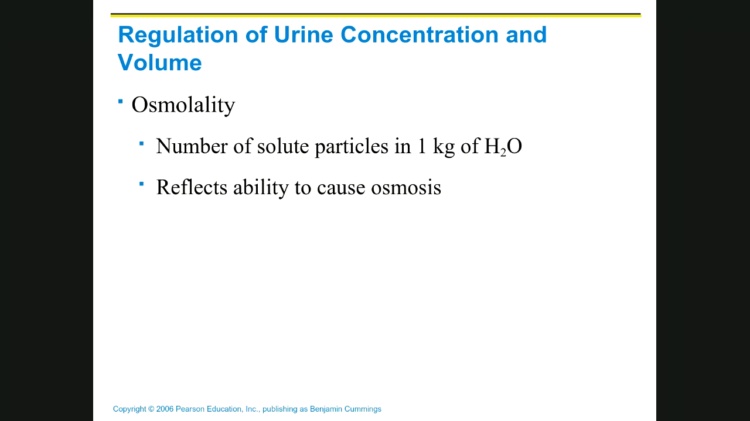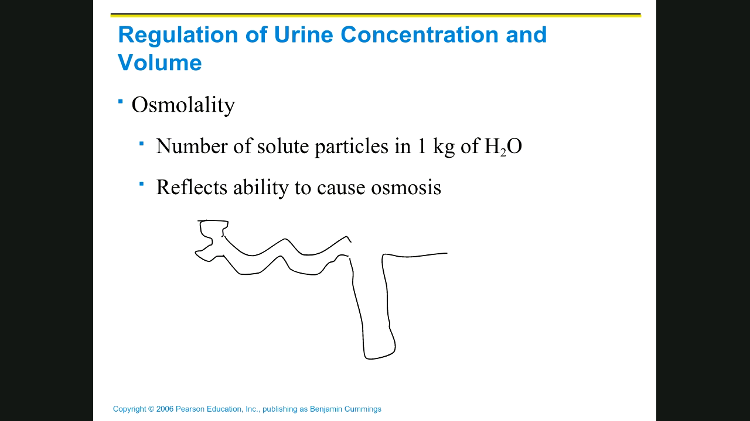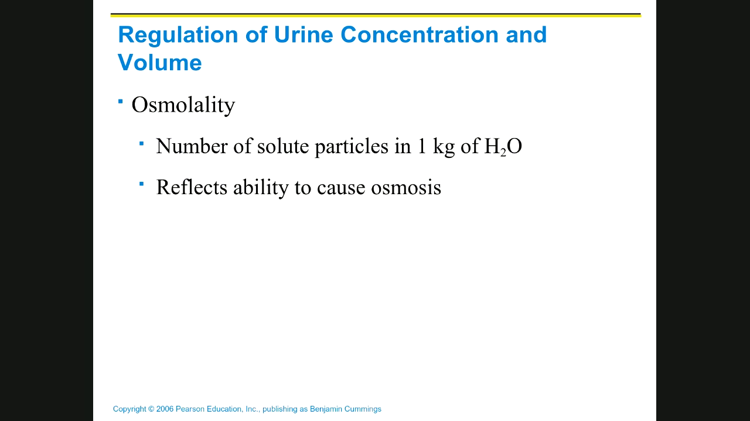Okay, so we went through the proximal convoluted tubule, but look, we're not done. We're going to go into the loop of Henle. Remember, it looks like this. It has two limbs to it. And don't forget, we have two different types of nephrons. Remember, we have those that are short. They're called cortical nephrons. And if you look at their loop of Henle, it's only like this long. It's not a very long loop of Henle.